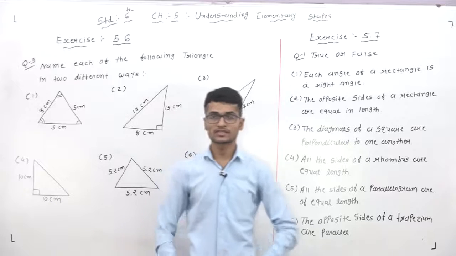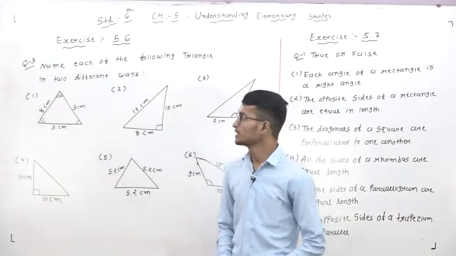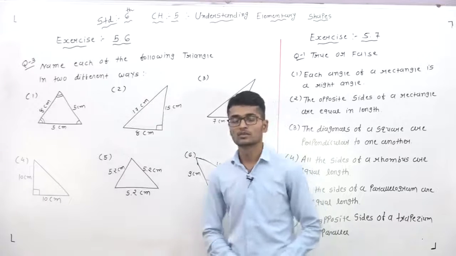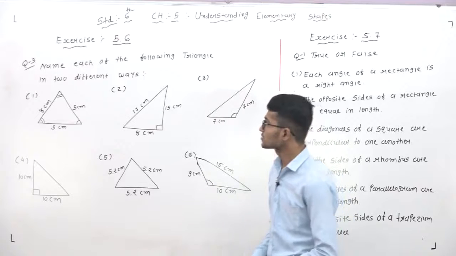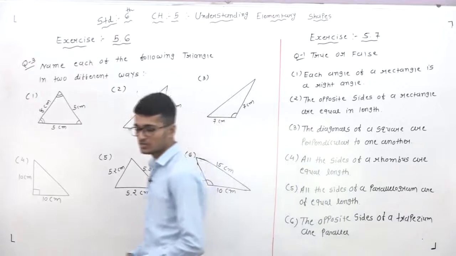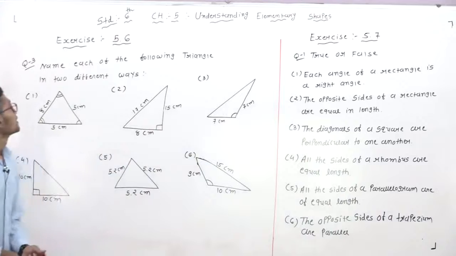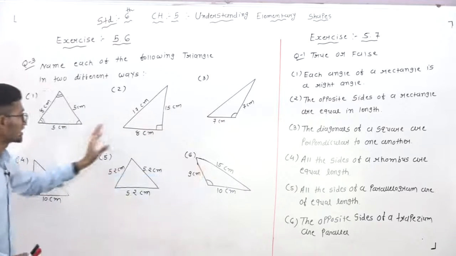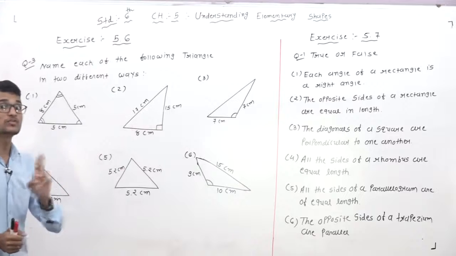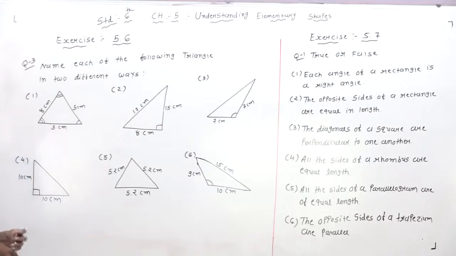Now to continue our exercise in exercise 5.6. In exercise 5.6 again, related to the given types of triangles. So dear students, in question number 3, it says: name each of the following triangles in two different ways. First of all, some triangles are given, and we write down each triangle's name, but in two different ways. So let's start our question number 3.